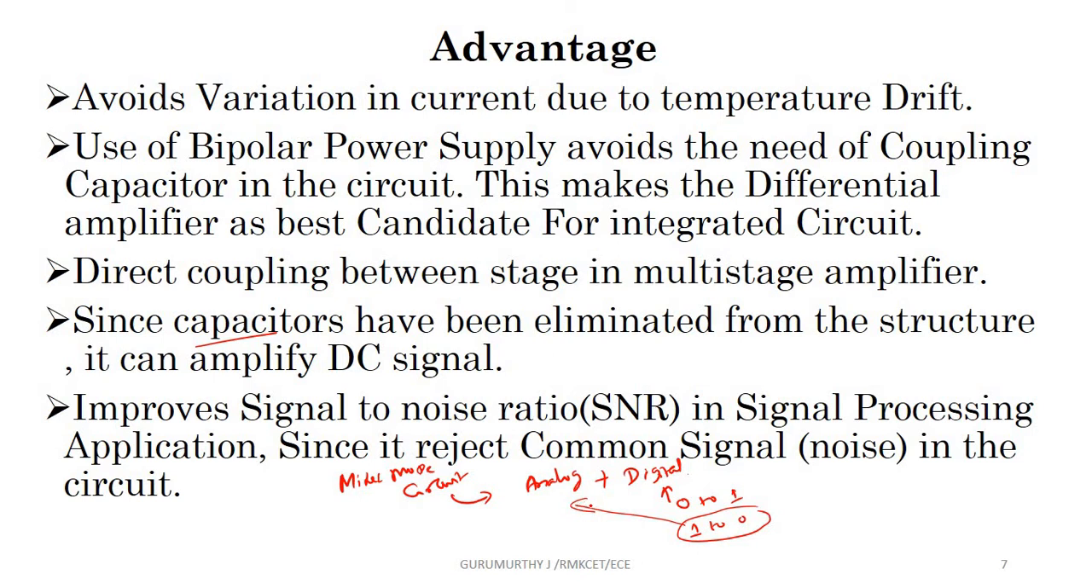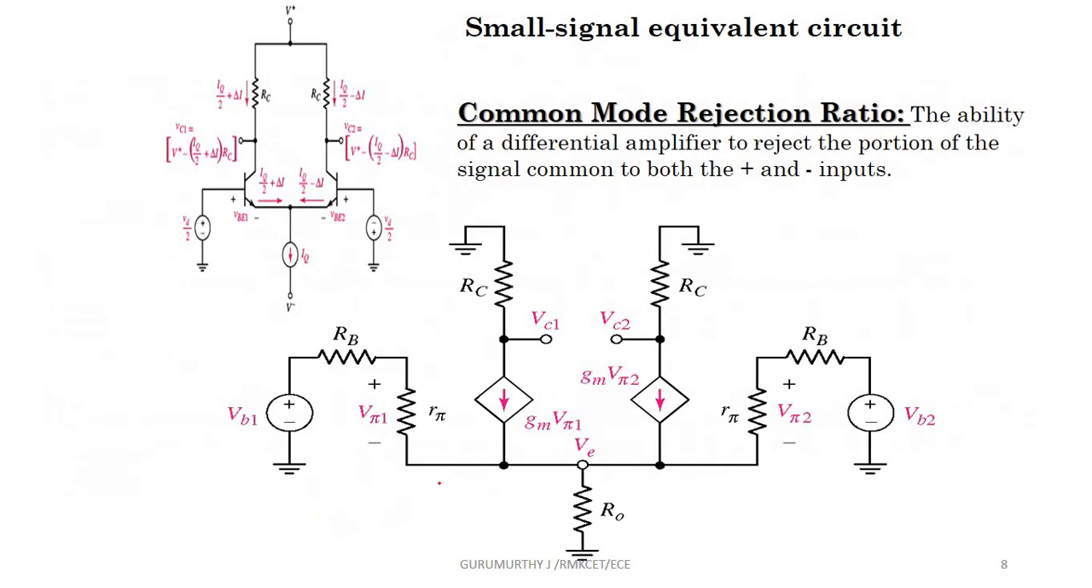In those environments where both analog and digital circuits are present in the same substrate, you can employ a differential amplifier, so that the effect of this random change in values of 0 to 1 or 1 to 0 is going to be cancelled by using the differential amplifier. So it is a suitable candidate for mixed mode circuits. These are all the advantages of why we need a differential amplifier.